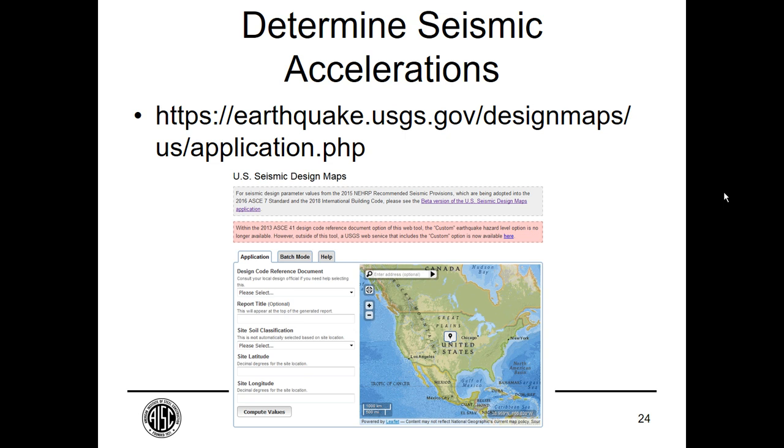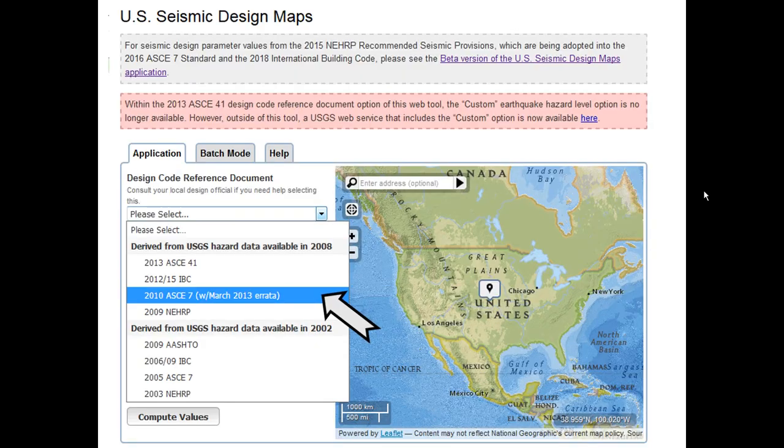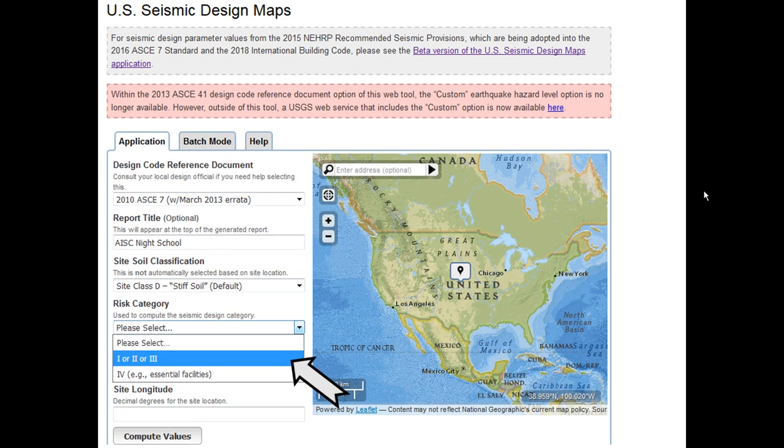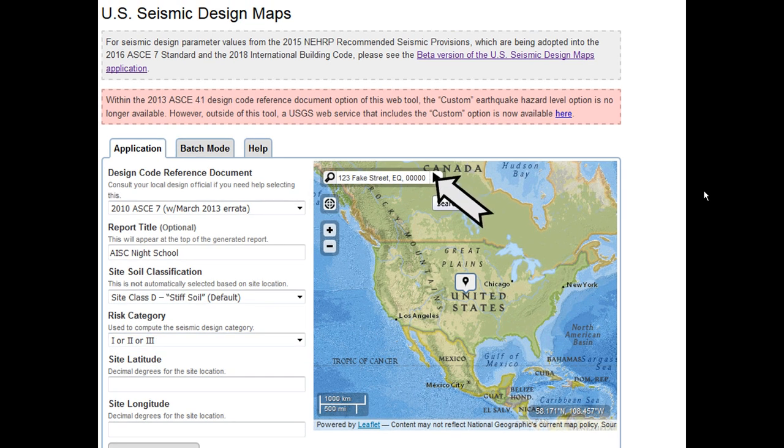You'll see that if you're looking to use other standards, such as the 2016 ASCE 7 or ASCE 41, there are links to those as well. But we're using ASCE 7. So here we pull up 2010 ASCE 7, that's the appropriate code. Then we give the site soil classification. We select the risk category because, amongst other things, the seismic design category is a function of the risk category. And then we put in the address.